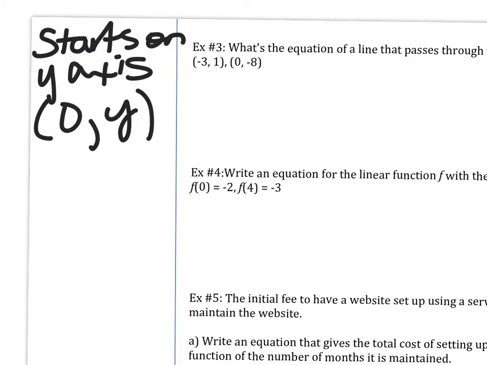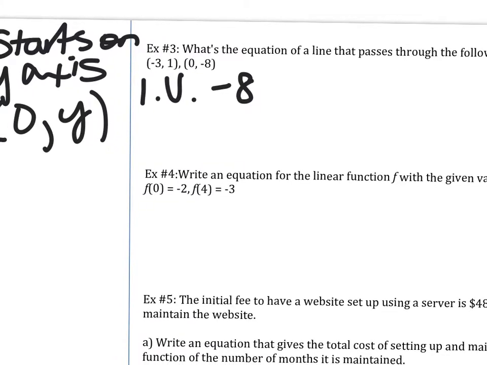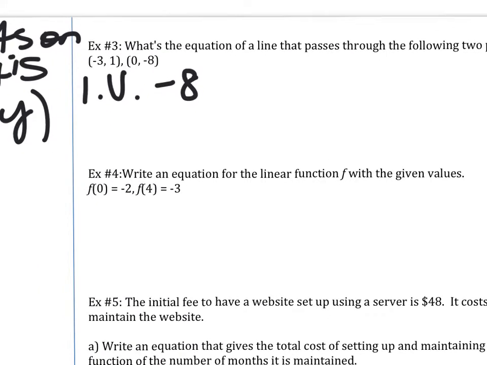So in this case, our initial value is -8. Okay? I haven't put anything into the machine yet, right? I haven't put anything in because that value is 0, but I'm already getting -8 out. Okay, so we know that. Now what we don't know is our rate of change.